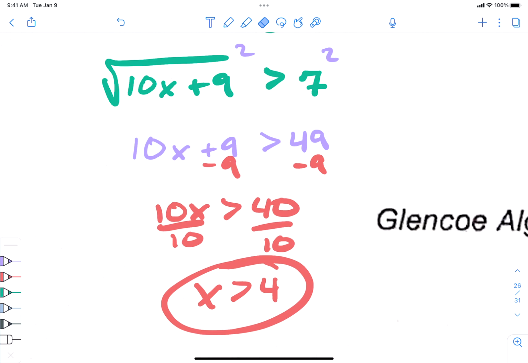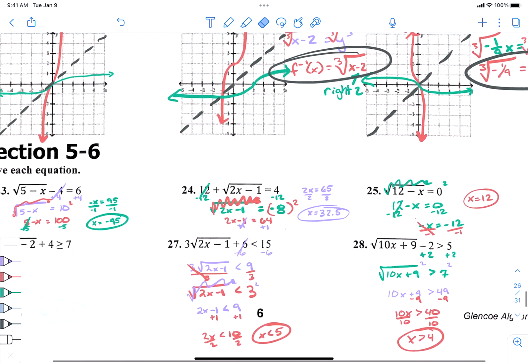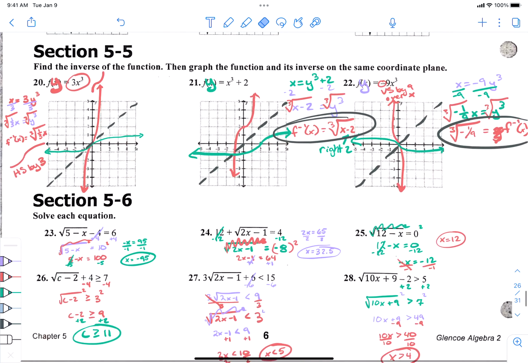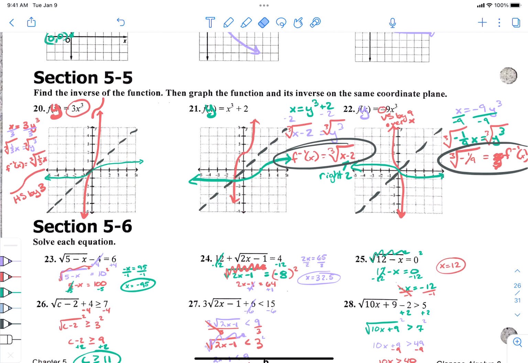All right, how's that? Did we get x greater than 4? Yeah? Perfect? Okay, anything else on this sheet that you have questions on? What part's the hardest part? I think 5.5. 5.5 is the hardest part? That one, where you're doing the inverses and stuff too? Yeah? Do you want any more of those?